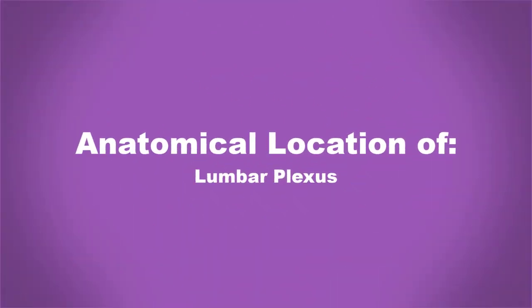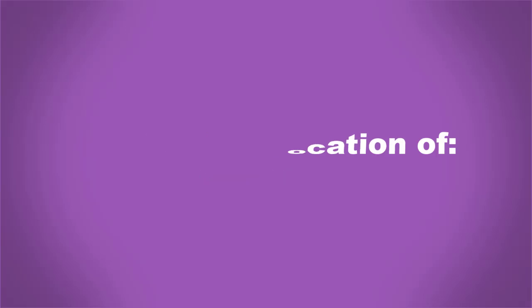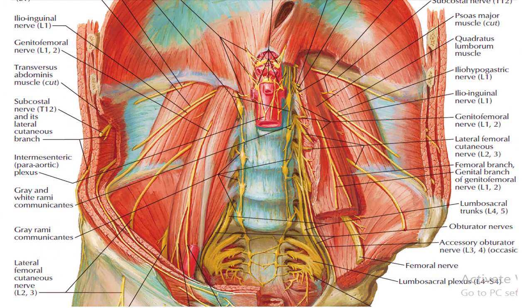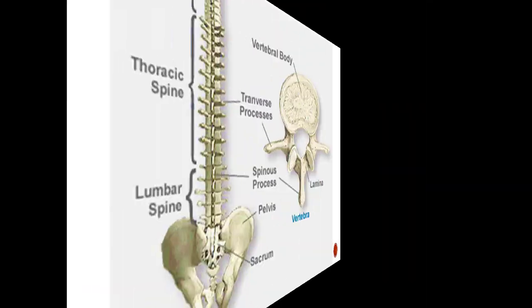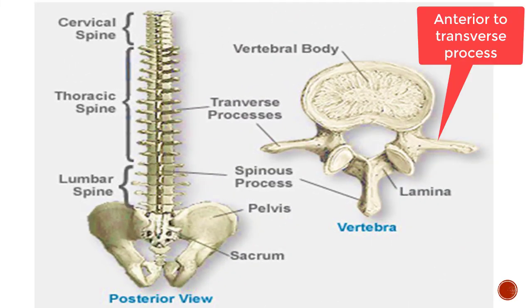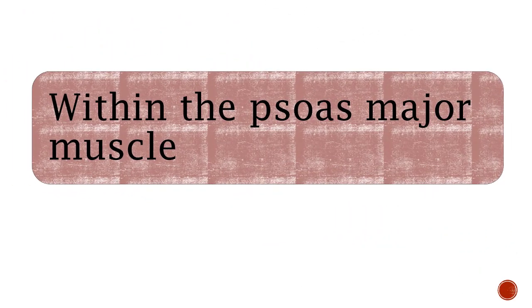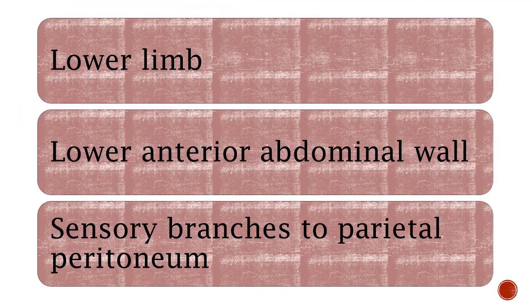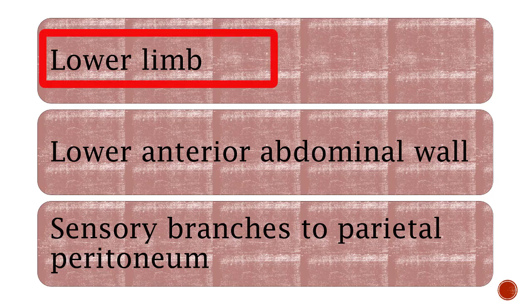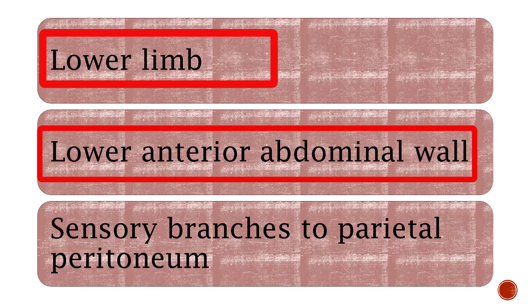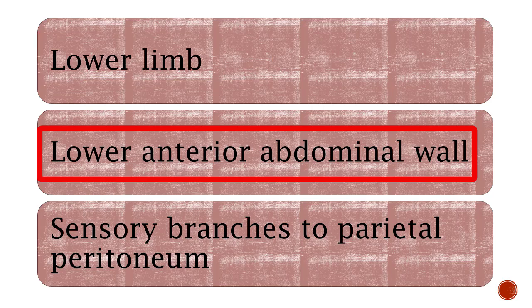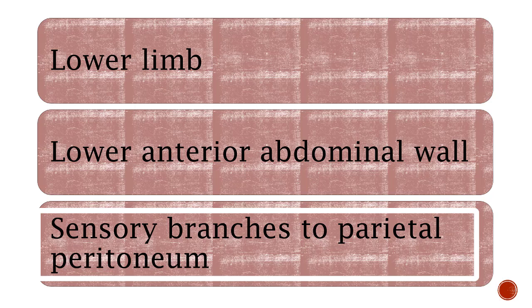Regarding its anatomy, if I ask you a question, tell me the exact anatomical location of a lumbar plexus, your correct answer should be it's located on the posterior abdominal wall. You also have to mention it's located anterior to the transverse process of the lumbar vertebra, and it's located within the substance of the psoas major muscle. The area that this plexus supplies is also very important. So remember, this plexus supplies the lower limb. It not only supplies the lower limb but also the lower anterior abdominal wall, and it also gives sensory branches to the parietal peritoneum.